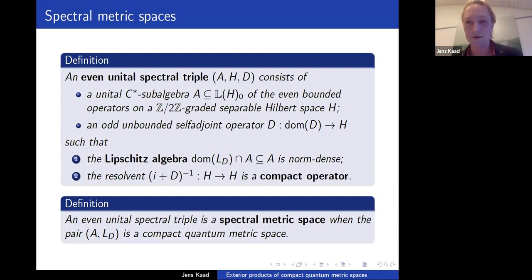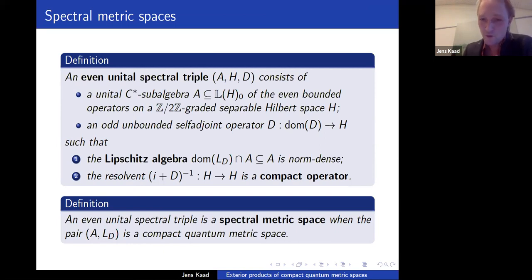Then you say that you have a spectral metric space or compact spectral metric space. I think this terminology is due to Bellissard, Marcolli, and Reihani. You say you have a compact spectral metric space when your even unital spectral triple gives rise to a compact quantum metric space, meaning that the unital C star algebra equipped with this Lipschitz seminorm is a compact quantum metric space. Then you have a compact spectral metric space.